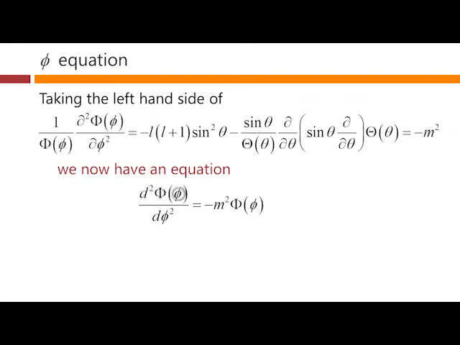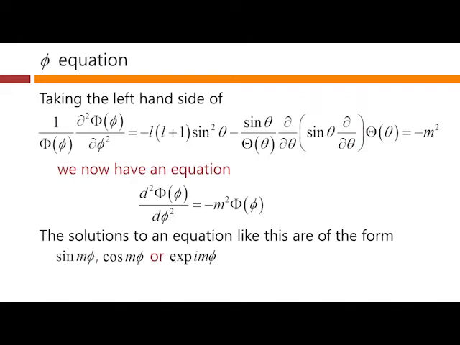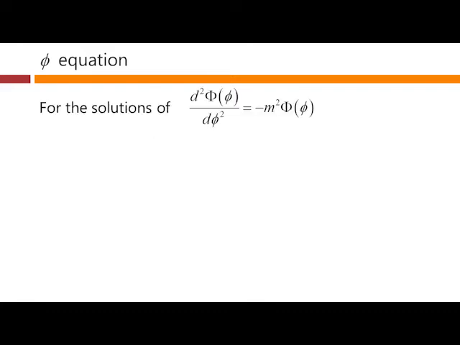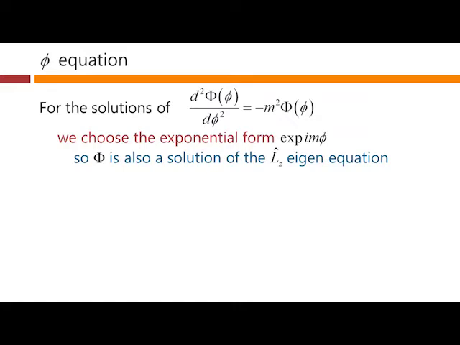d2 capital Phi of phi by d phi squared is equal to minus m squared times the same function. The solutions to this are quite straightforward. You can easily check that any of these will work. Sine m phi would work, cos m phi would work, or e to the i m phi would work. For the solutions of this equation, we are going to choose the exponential form, because then this same function will also be a solution of the Lz eigenequation.